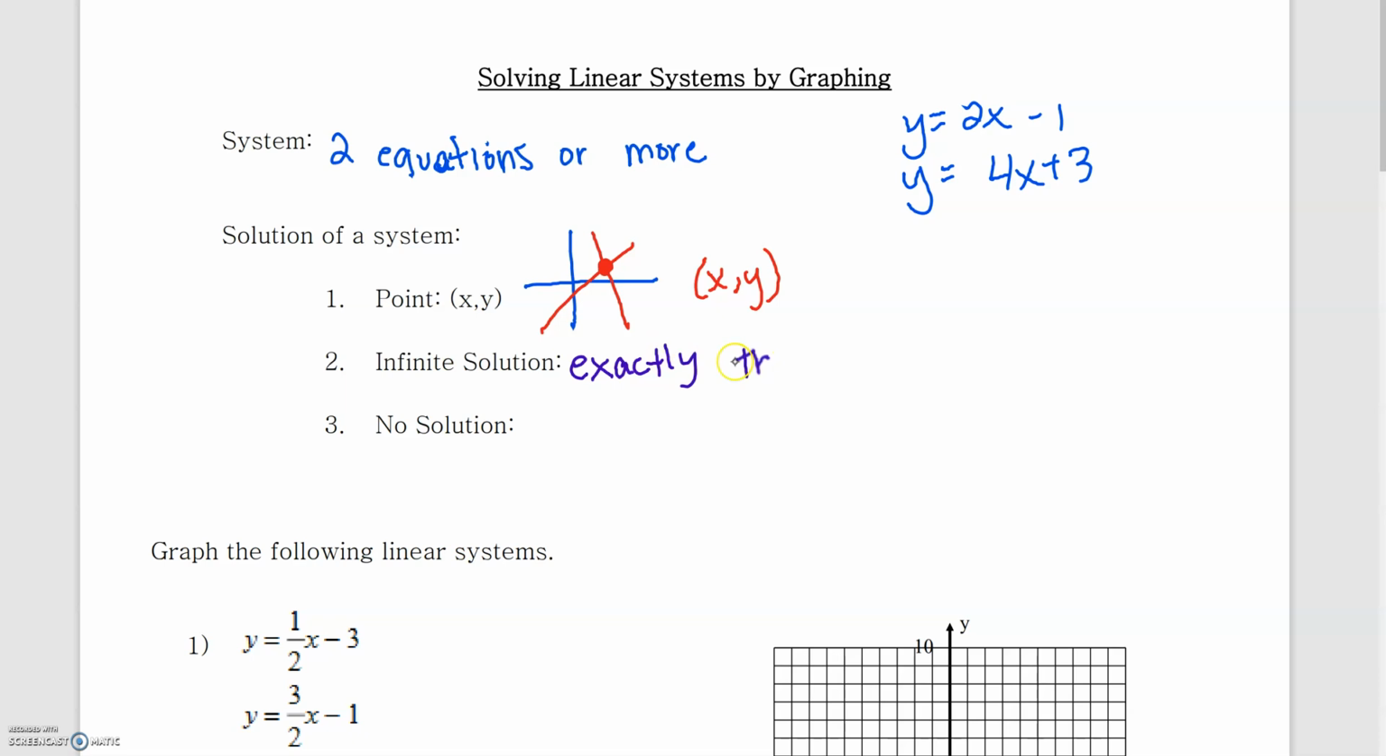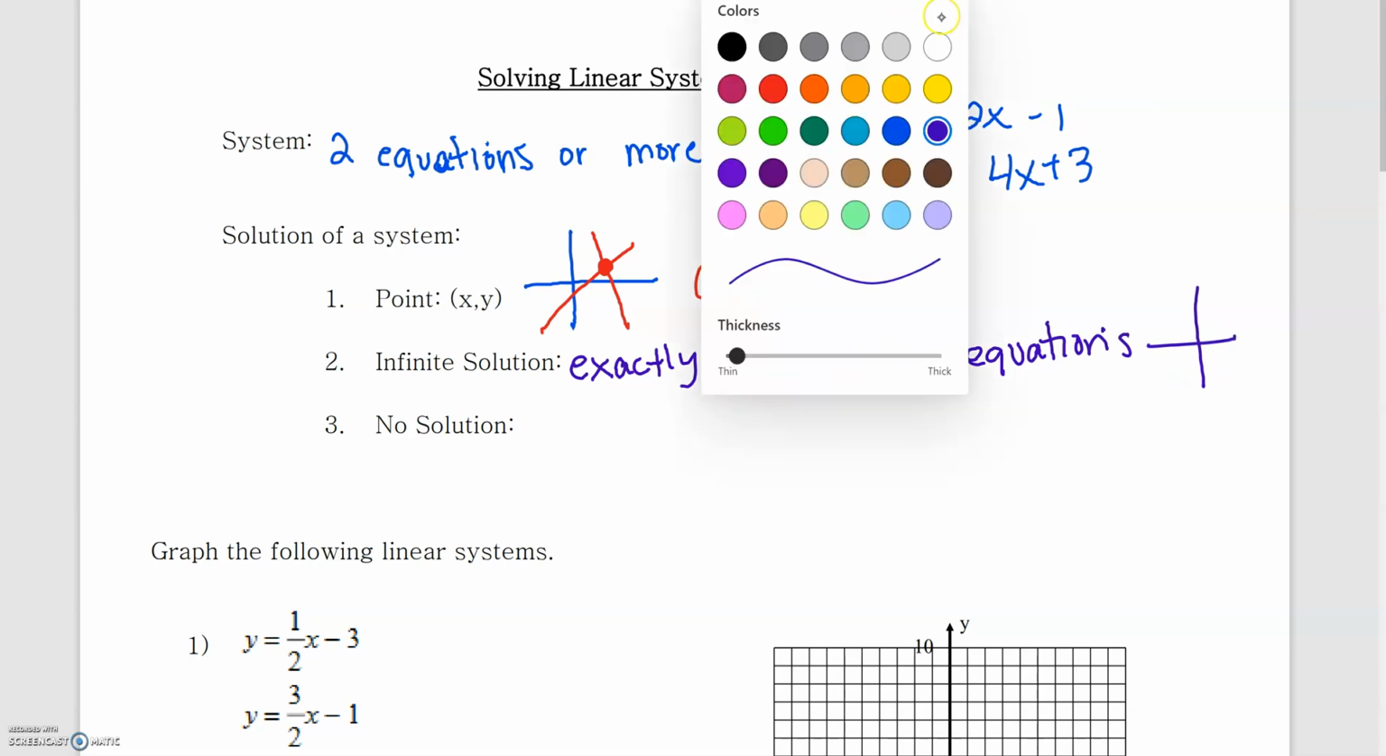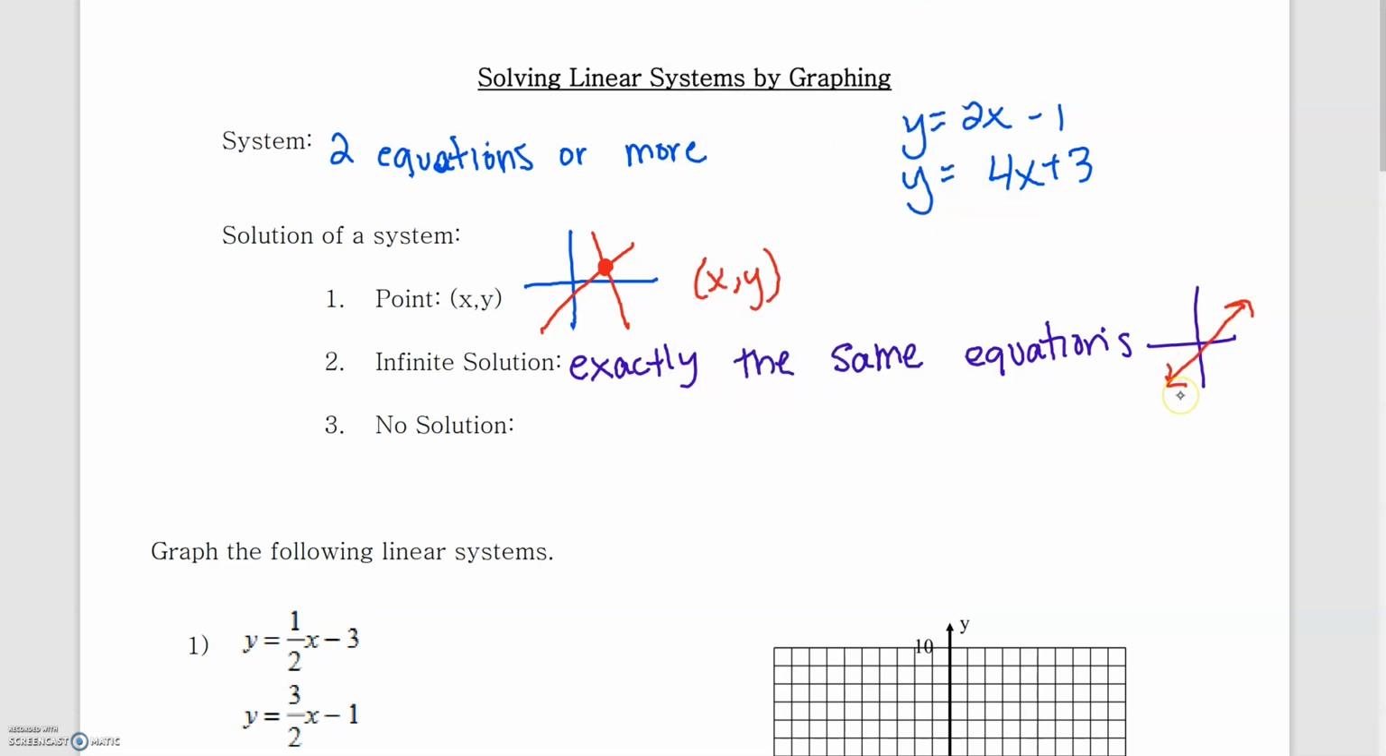the same equations. So it's like one line and then directly over the other line, and you can't even tell that they're two different lines because it's the same exact line, one right over the other.